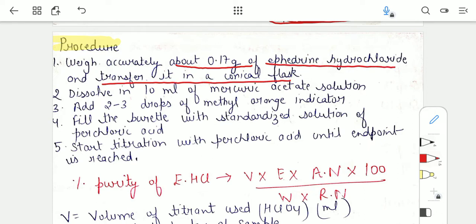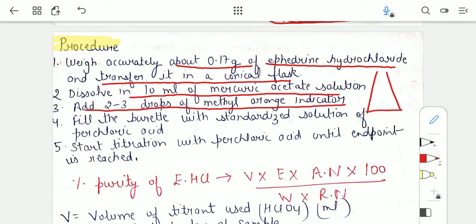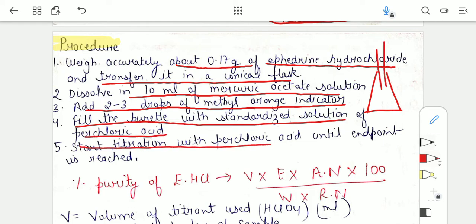Okay, and then we will dissolve it in 10 ml of mercuric acetate solution and then add 2 to 3 drops of methyl orange indicator. This we will take in a conical flask. Then we will fill the burette with the standardized solution of perchloric acid which we have prepared already. Then we will start the titration with perchloric acid until the endpoint is reached. This endpoint will be detected by the use of the indicator.